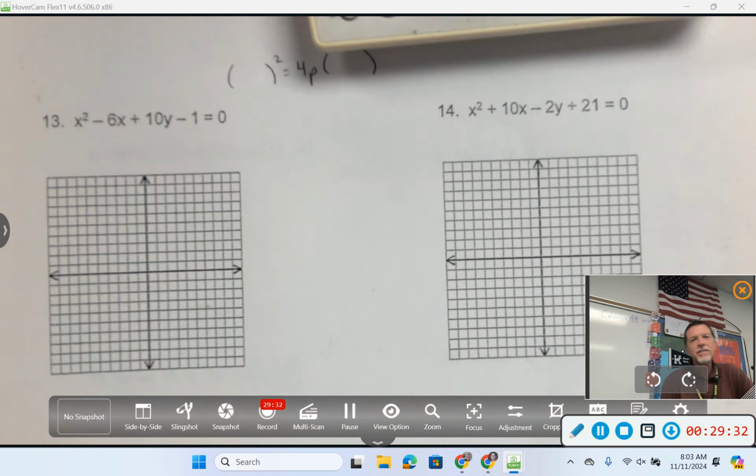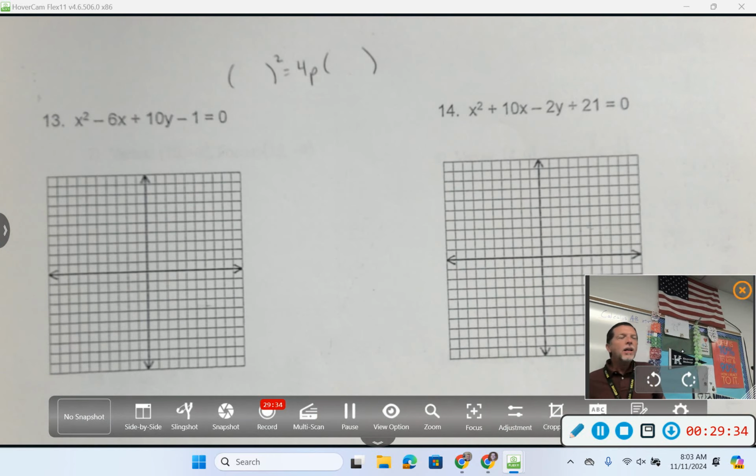So, okay, standard form. Maybe it helps to see what we're aiming for. I want something squared on the left and 4p times the other thing on the right. Wait, why is... Oh, we're in third. I'm sorry, flip to 13. X minus 6.